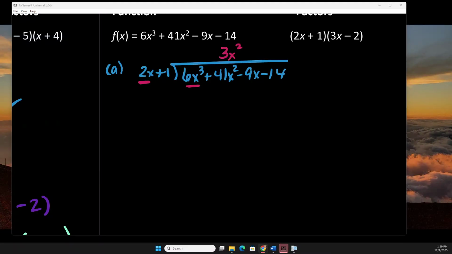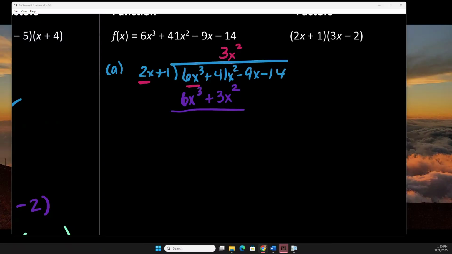You don't have to line it up on the top. That's just what I like to do. But you do have to line it up on the next step. So your next step is to multiply, where we're going to take that 3x squared and distribute it to the whole 2x plus 1. So 3x squared times 2x gives us our 6x cubed that we needed. And then 3x squared times 1 is obviously 3x squared. And you line up your like terms.